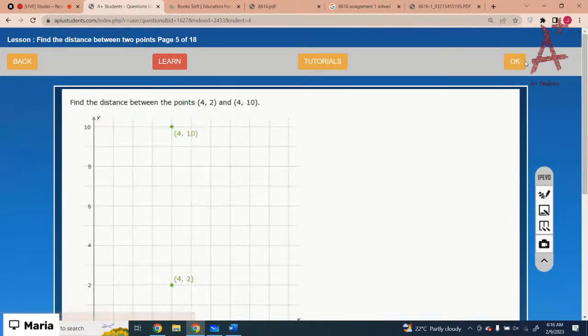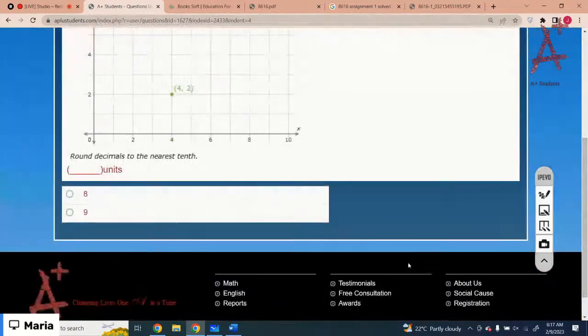Okay, the next one is find the distance between the points. So what is the distance? It is the absolute value of the difference of the y component. So it would be 10 minus 2 is 8. So the distance is 8 units. Got it? So just select the correct option, then click on the OK button.